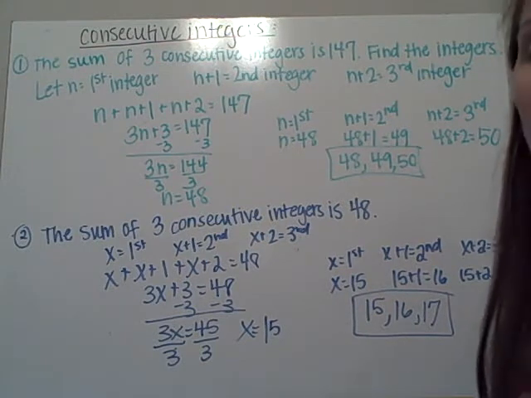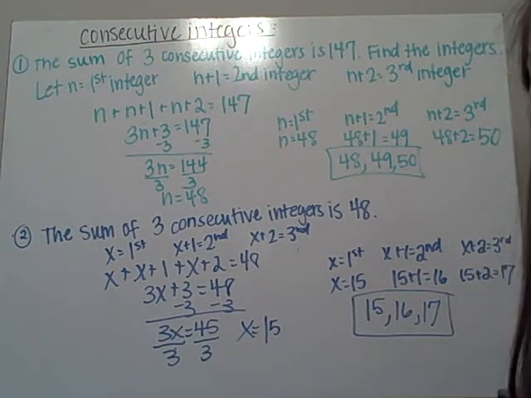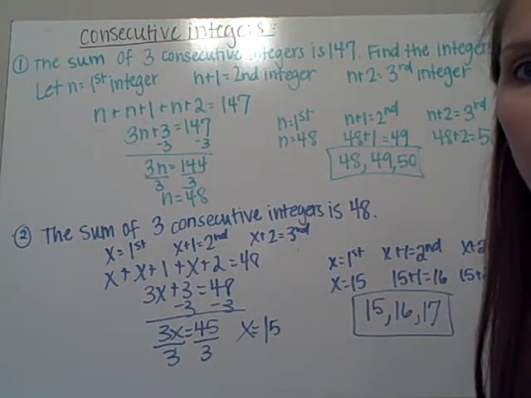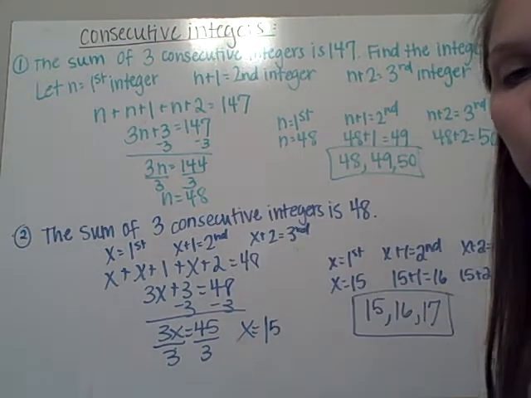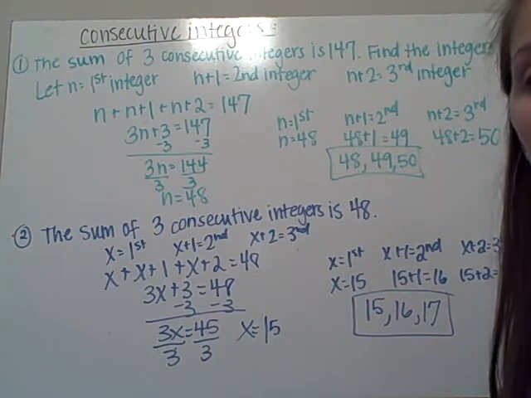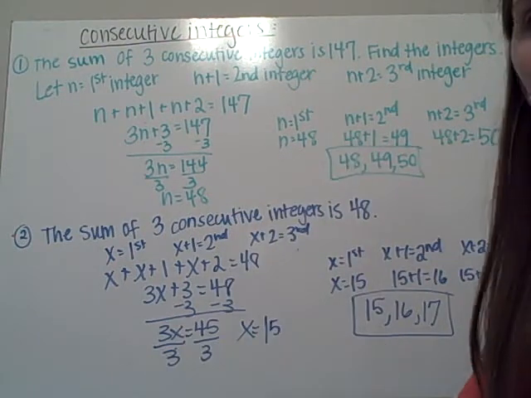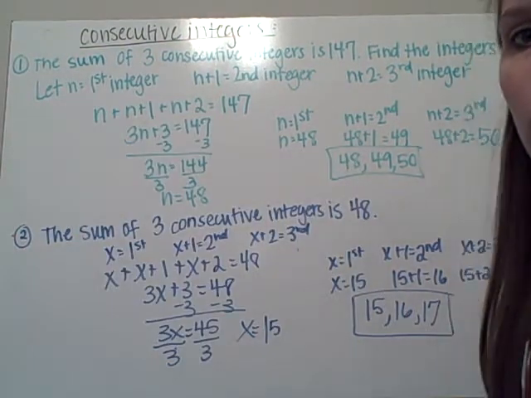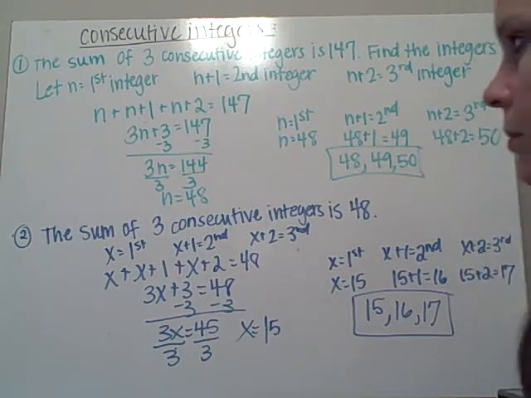Consecutive integers. So consecutive integers are numbers that go one right after another. For example, 2, 3, 4. The difference between those numbers is 1. To get from one number to the next, we add 1 each time. So it's numbers in a consecutive order.